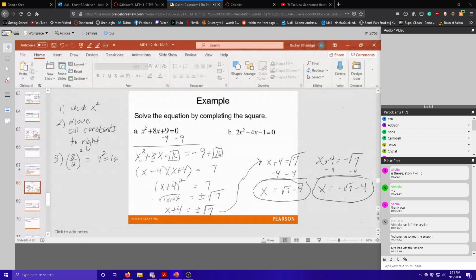So completing the square, the whole goal is to get it to where you can use the square root property to finish the problem. So you're literally completing a square here to make this a perfect square trinomial that can factor into a perfect binomial squared.